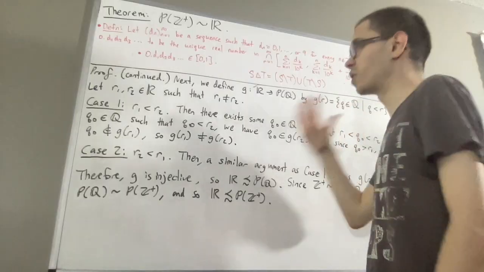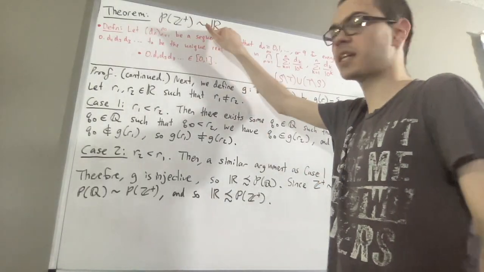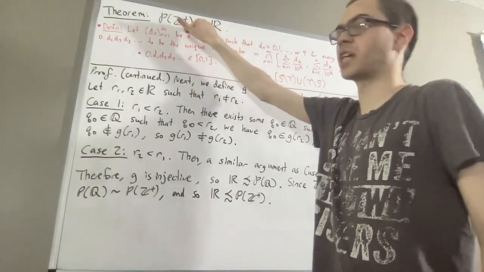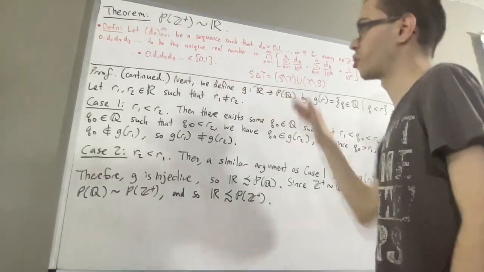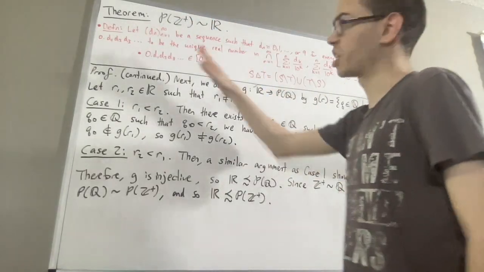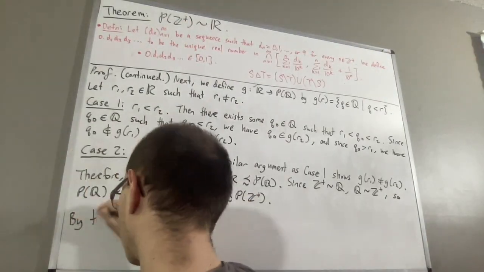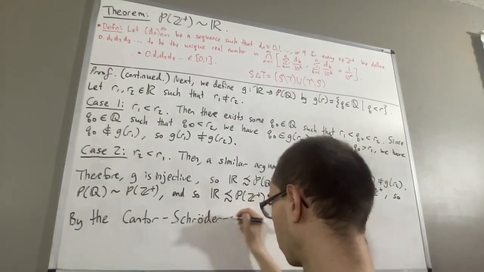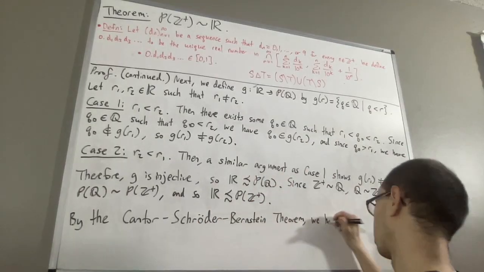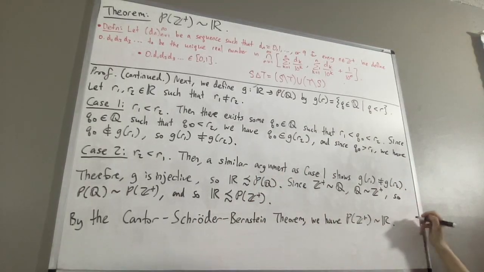And so at this point, we have shown there is an injection from this set to this set and an injection from this set to this set. So by the Cantor-Schroeder-Bernstein theorem, there's a bijection from the power set of the positive integers to R. And so this completes the proof.